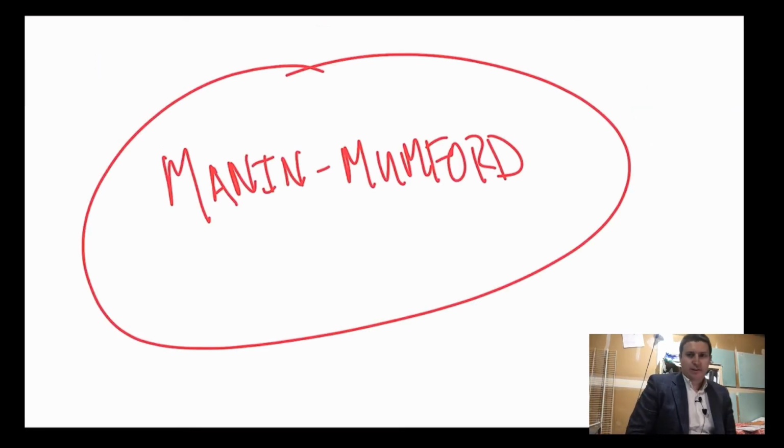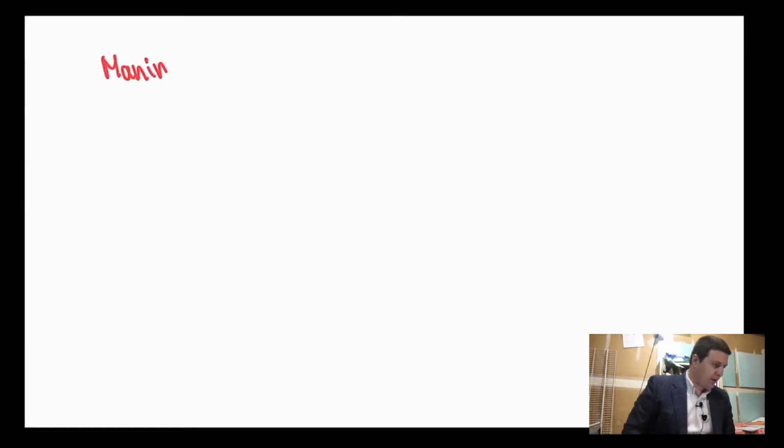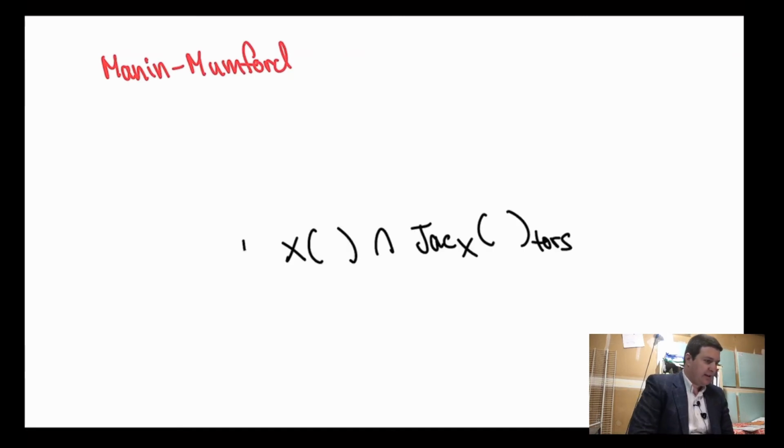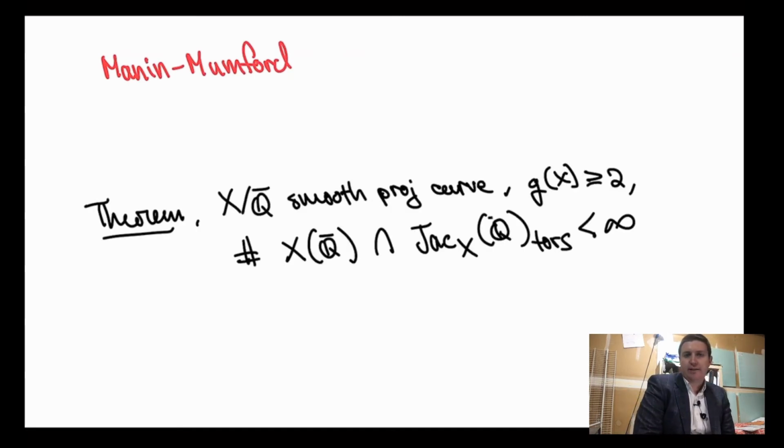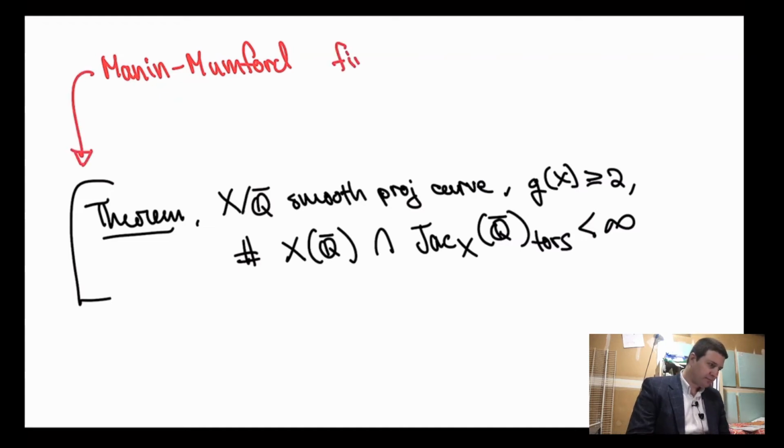All right, so now that we've talked about jet spaces, I want to talk a little bit about Manin-Mumford. The way to start is with the statement. It says that for a curve X over the algebraic numbers, there are other versions for other fields, if it has genus greater than or equal to 2, then the number of torsion points on the curve is finite. So when you have a curve and stick it inside its Jacobian, it will intersect the torsion points in a finite number of places.